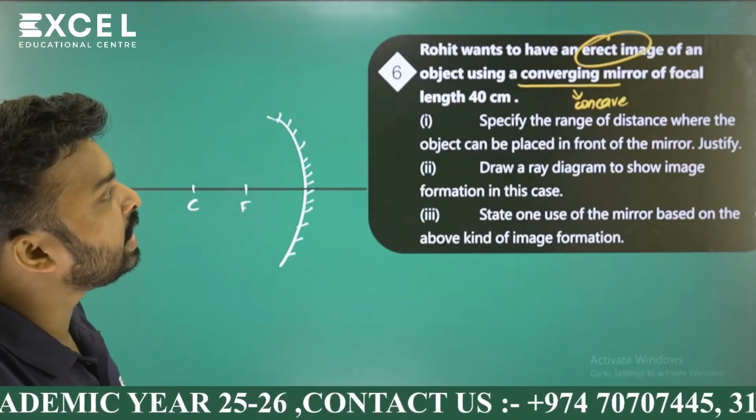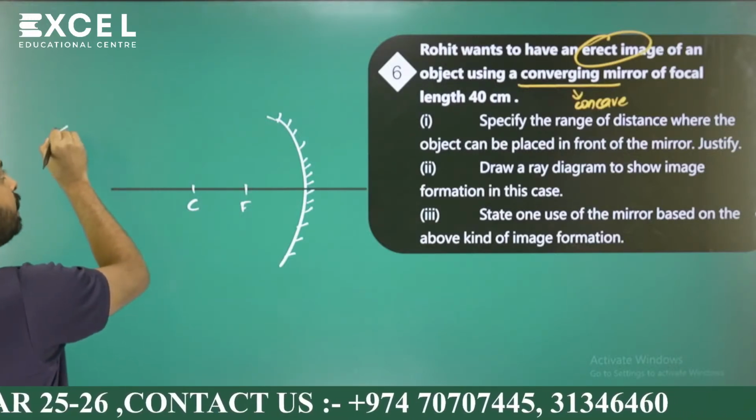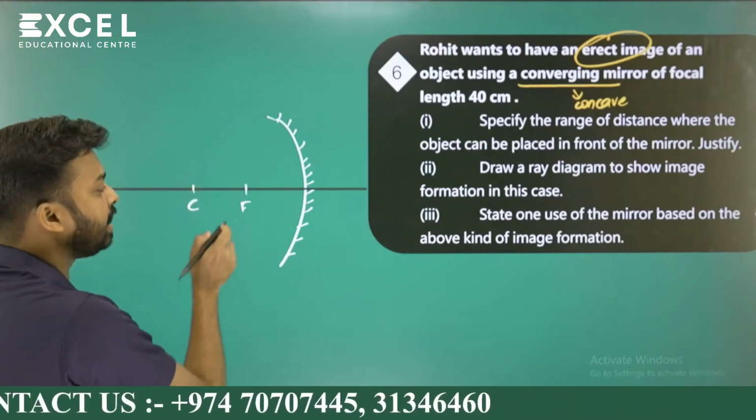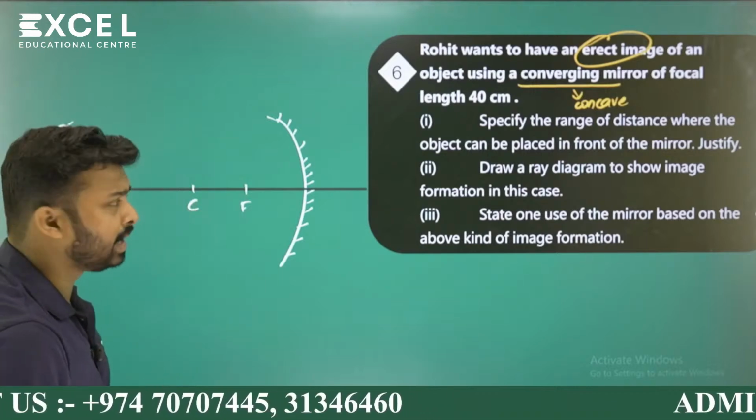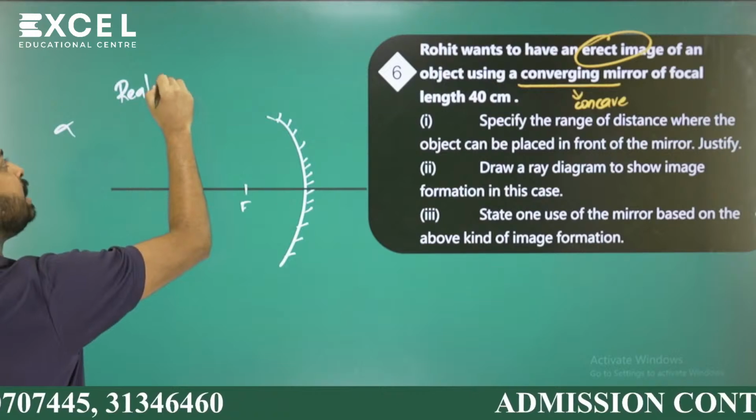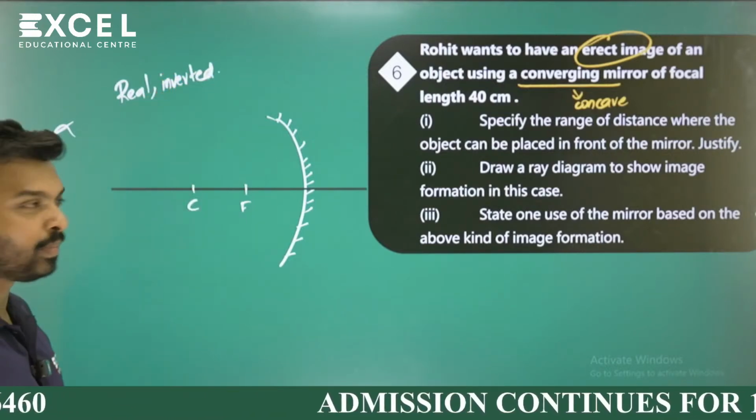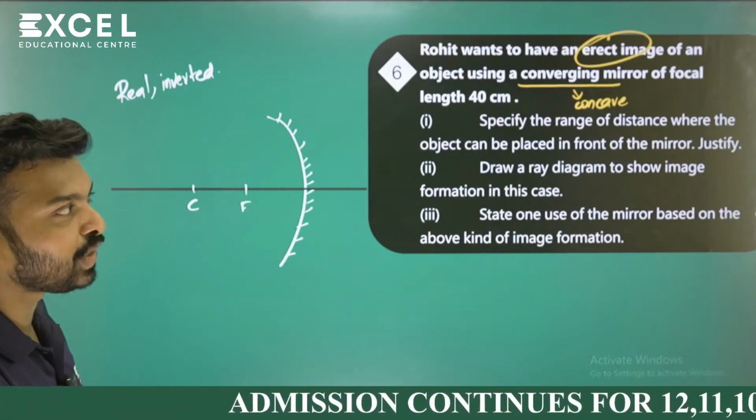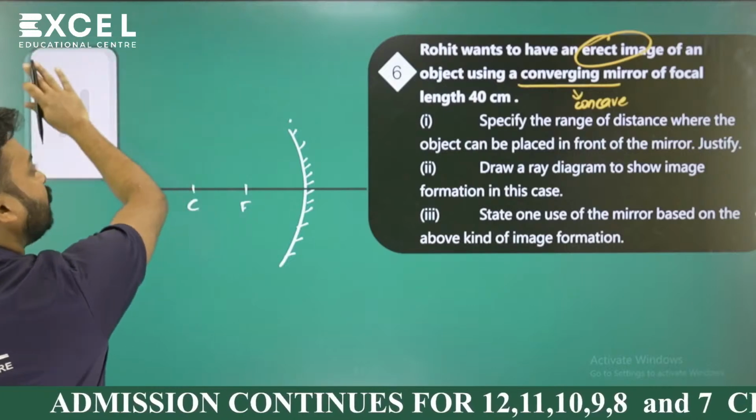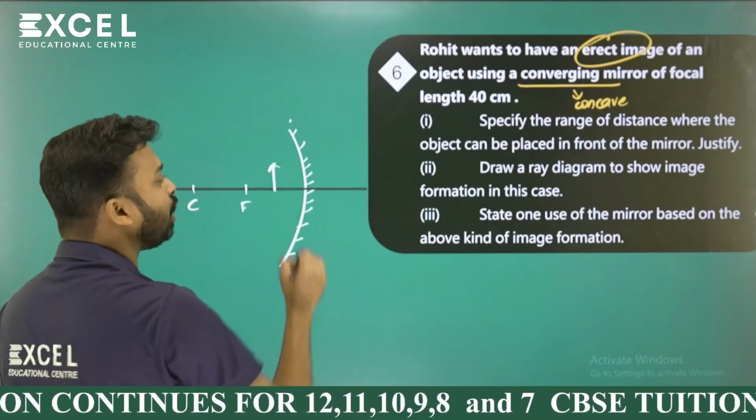I want to get an erect image. In all the situations, at infinity, beyond C, at C, between C and F, and at F, the image will be real and inverted. But what about this case? Here it is not like that. I want an erect image, so it is clearly no. The object should be kept here. I should be keeping the object here.